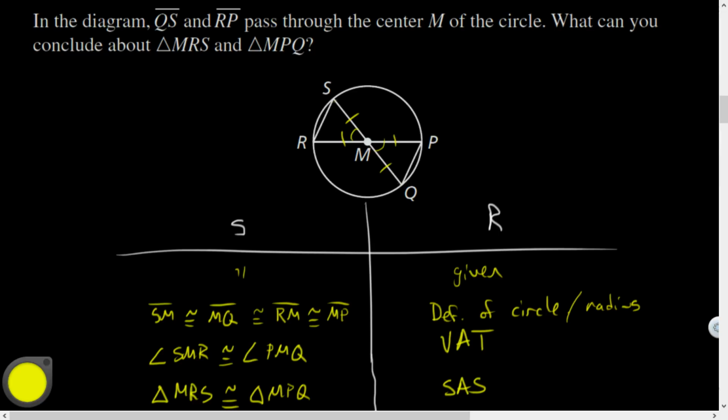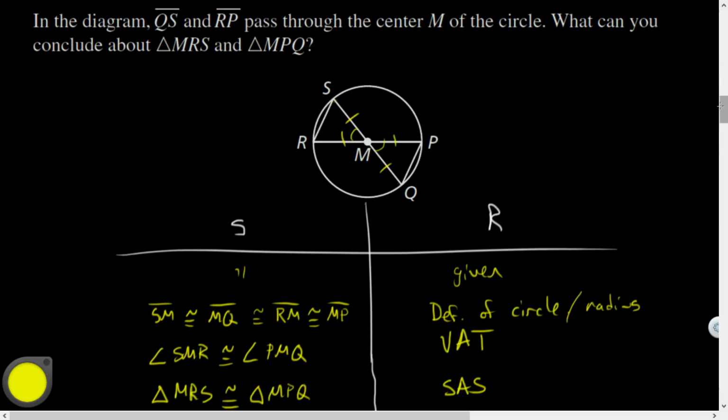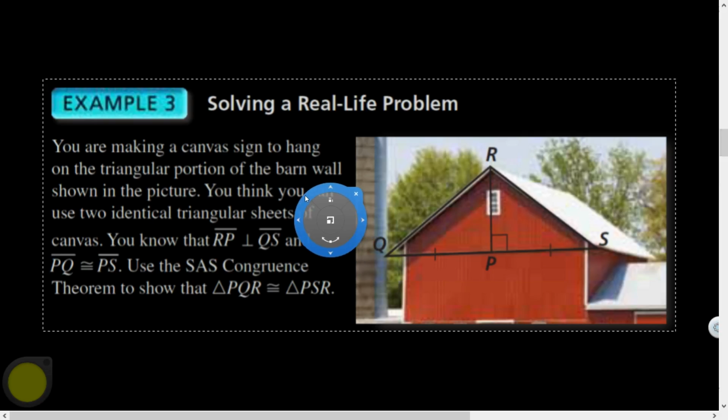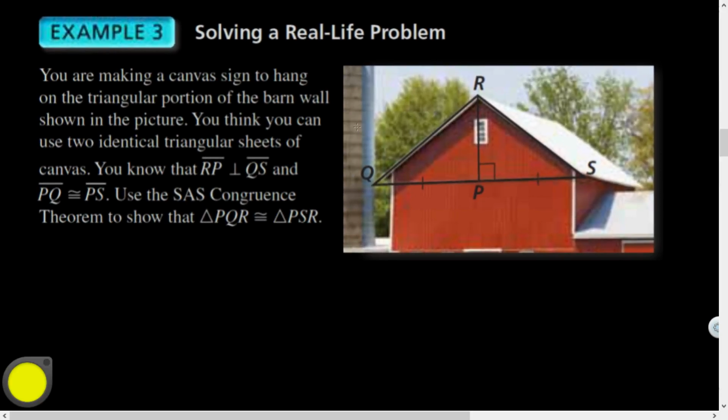Ooh, here's a Vermont-y looking problem. Example 3. I'm going to skip around some. Let's get to some class questions today. Absolutely worth it. Your picture in black and white might not show up as well. But it says, you are making a canvas sign to hang on the triangular portion of the barn wall shown in the picture. All right, so you're going to literally make it.